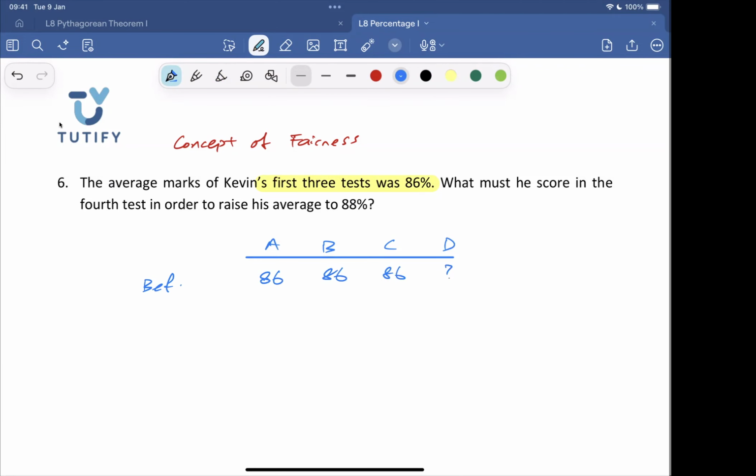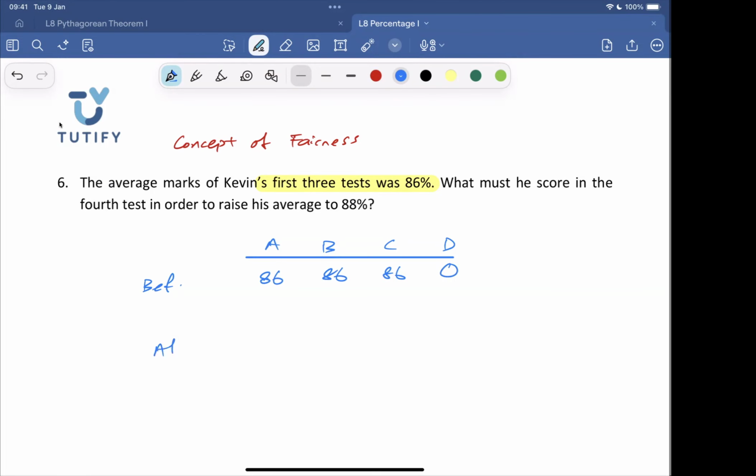What about the fourth test? Have you taken the fourth test yet? No. So what should I write here? Should I write 86 here? No, right? What should I write? How many marks have you gotten for the fourth test? Have you taken it yet? No. So how many marks do you have right now? You haven't even answered a single question in the fourth test, right? 0. 0 marks. Very good, because you haven't even taken the test.